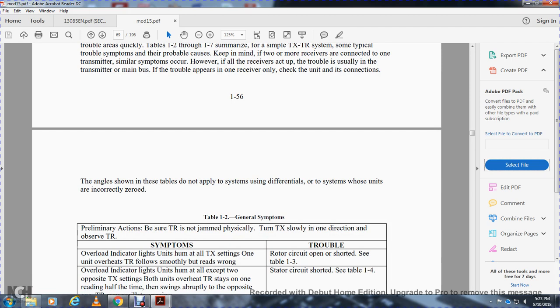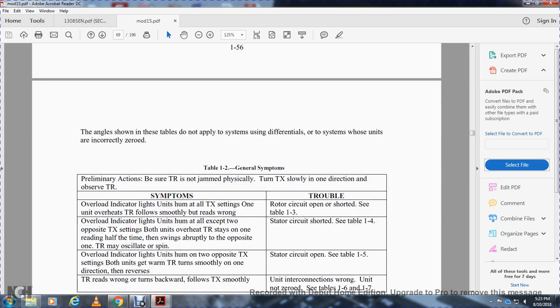The preliminary actions: be sure the torque transmitter is not jammed physically. Turn the torque transmitter slowly in one direction. Observe the torque receiver. If the system's overload indicator lights come on and the units overheat, the torque receiver follows smoothly but reads wrong, the trouble is that the rotor circuit is open or shorted.